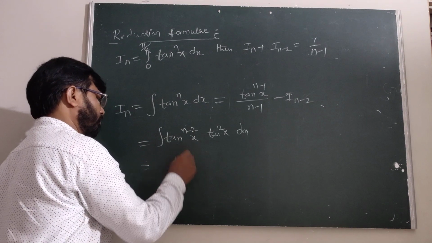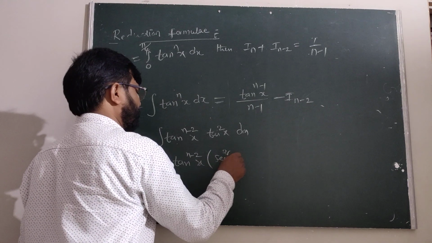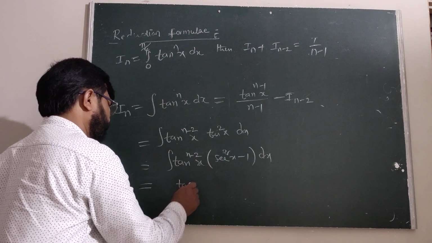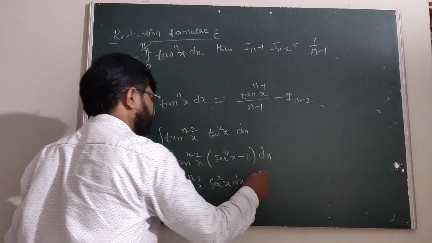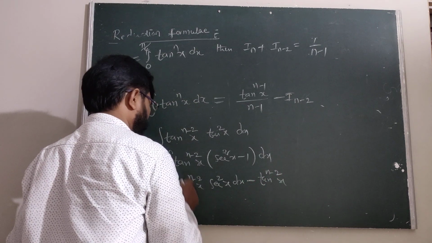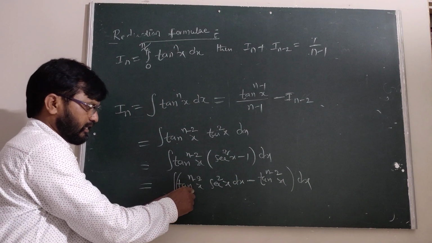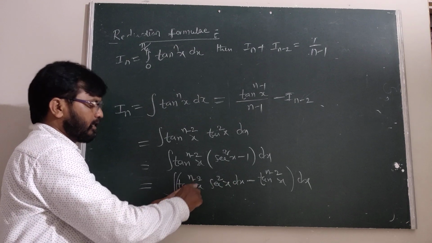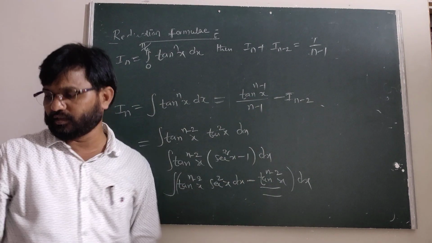Therefore, tan^(n-2)x tan²x, you can write as tan^(n-2)x (sec²x - 1) dx. This is tan^(n-2)x sec²x dx minus tan^(n-2)x. Okay, this is clear. Now, taking tan x as t, sec²x dx is dt. Therefore, t^(n-2) integrates to t^(n-1)/(n-1). This is nothing but I_(n-2). This is the proof. Okay.